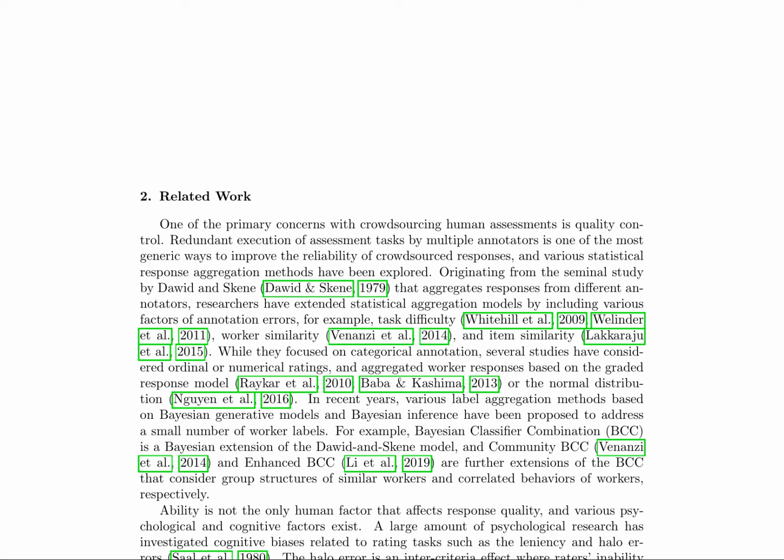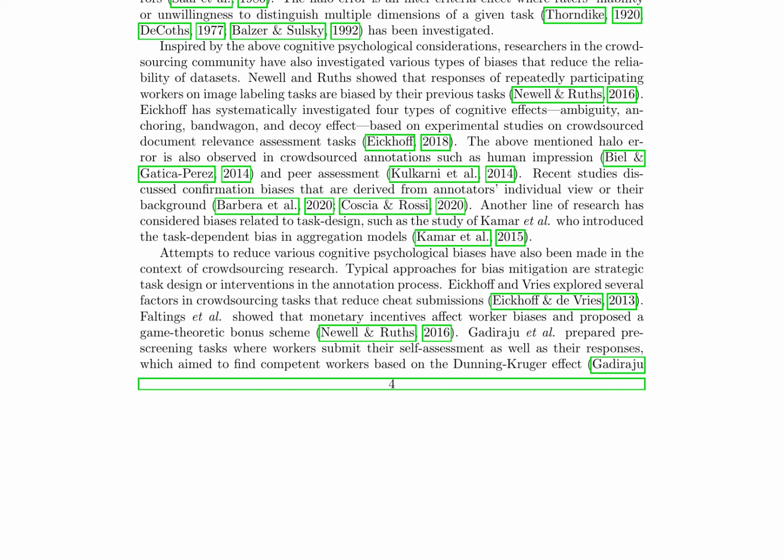Moreover, psychological and cognitive factors, like cognitive biases related to rating tasks, have been investigated. For instance, the halo error, where raters struggle to distinguish multiple dimensions of a task, has been explored. Inspired by these considerations, researchers in the crowdsourcing community have examined various types of biases that reduce dataset reliability, such as ambiguity, anchoring, bandwagon, and decoy effects.